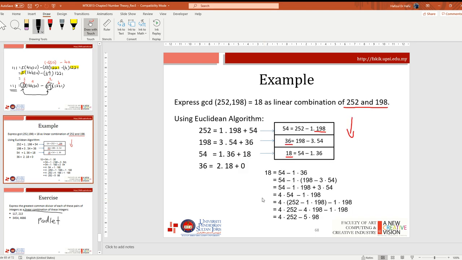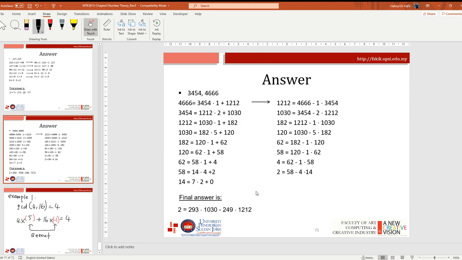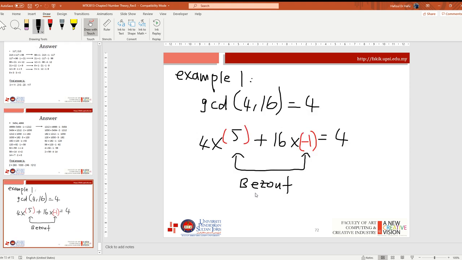Yang ni exercise tolong buat dalam ni Padlet. Ini ada jawapan ni lah. Okay. Yang ni kalau result identity example 4 and 16 we got 4. Okay, this one 4 multiplied by 5, 20. Okay, and then we got 16 multiplied by negative 1 is equivalent to 4. This one is result identity.